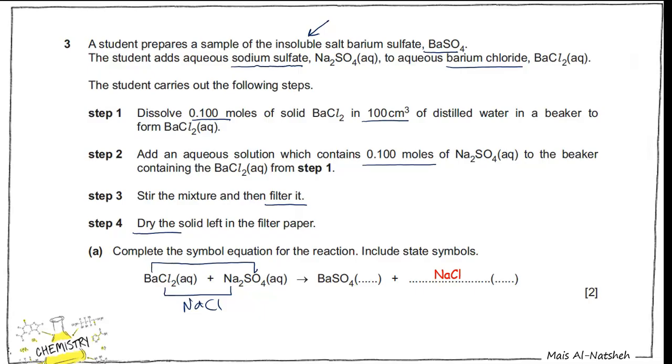Now for balancing, notice here we have 2 sodiums and 2 chlorines. On the product side, only 1 sodium, 1 chlorine, so we have to multiply it by 2. For state symbols, barium sulfate is solid because it is an insoluble salt, as mentioned in the question. For sodium chloride, it is aqueous because sodium compounds are all soluble in water. Next one.